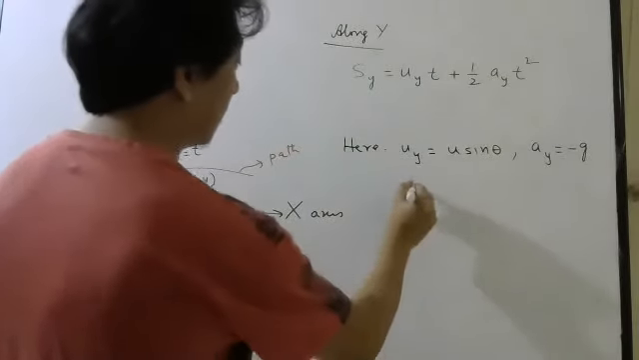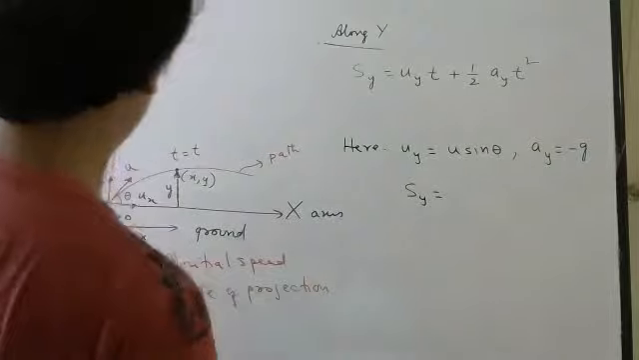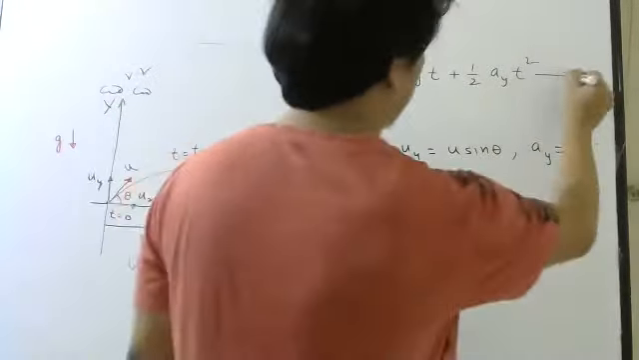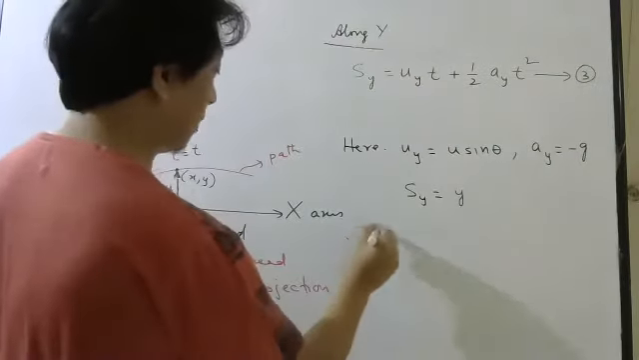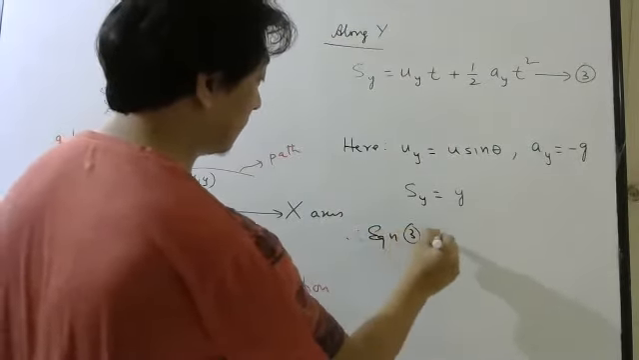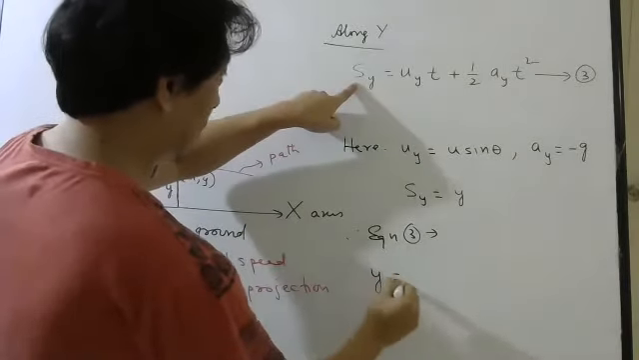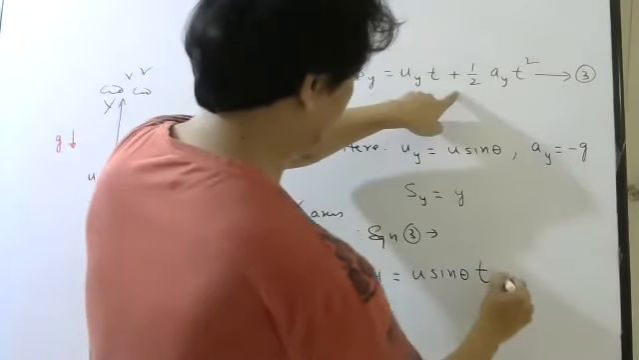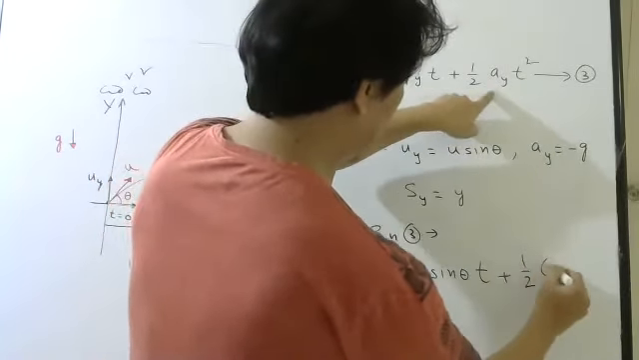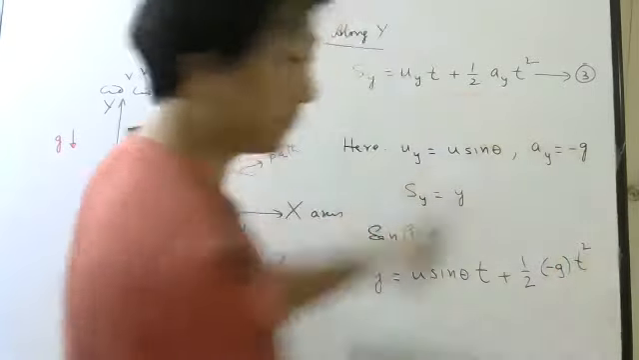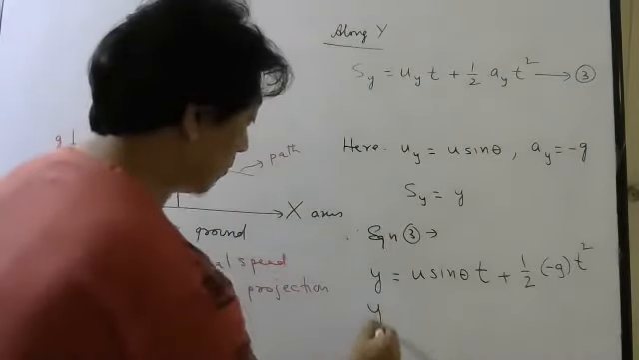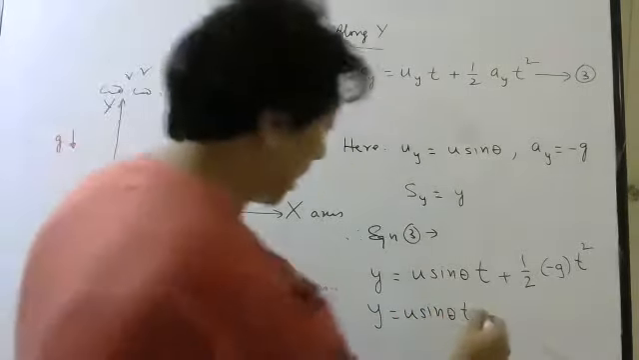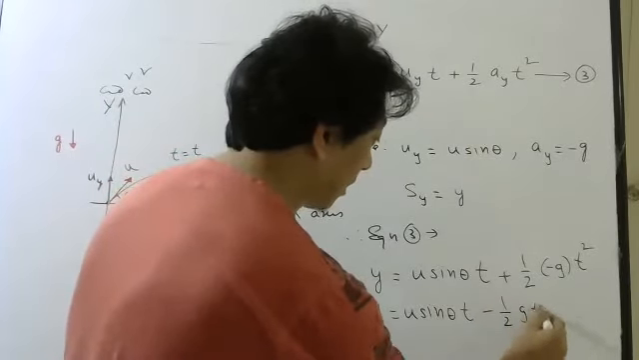And sy will be what? Sy will be nothing but this one, that is y itself. This is your equation 3. So equation 3 will give you y equals uy, which is u sin theta, times t, plus half ay, which is minus g, times t square. So y will be equal to u sin theta t minus half g t square.